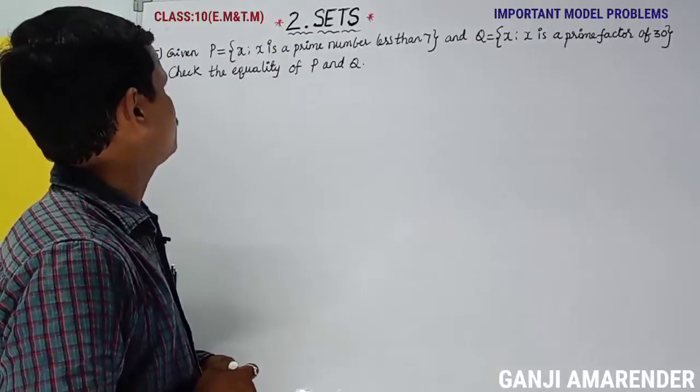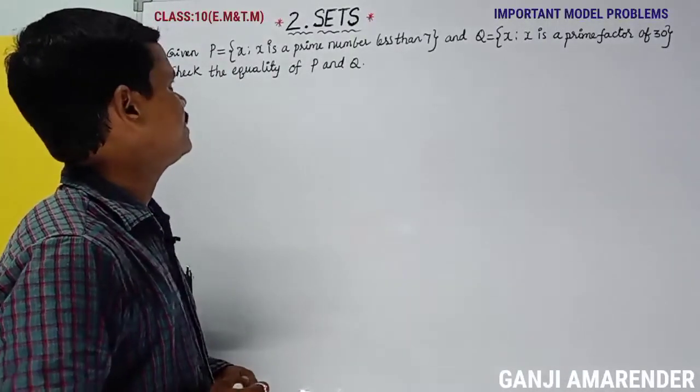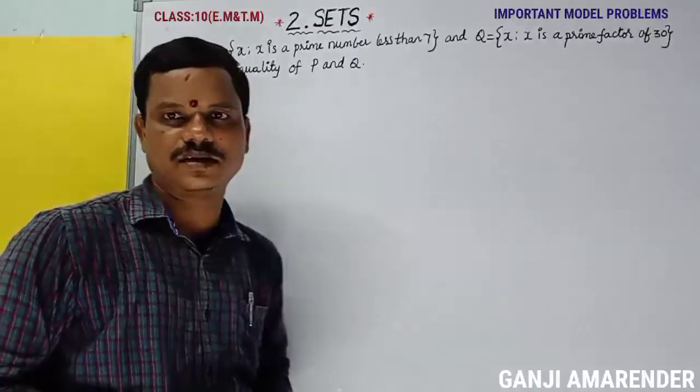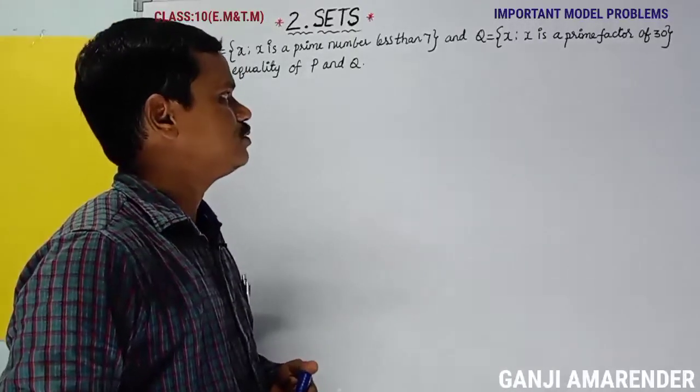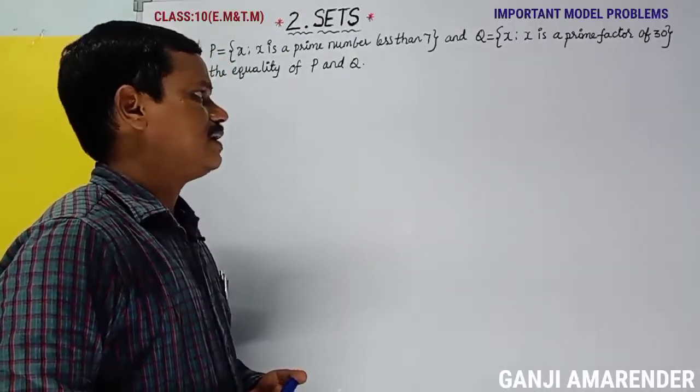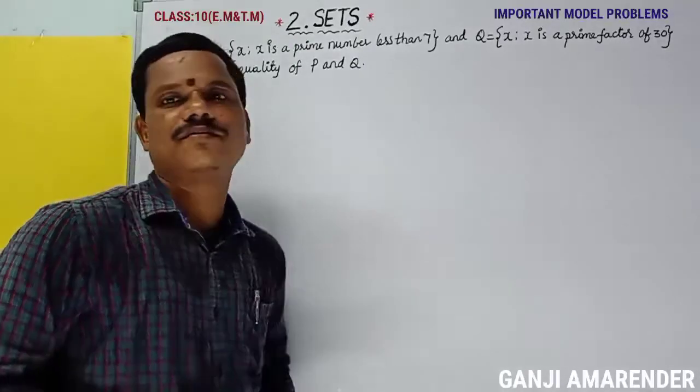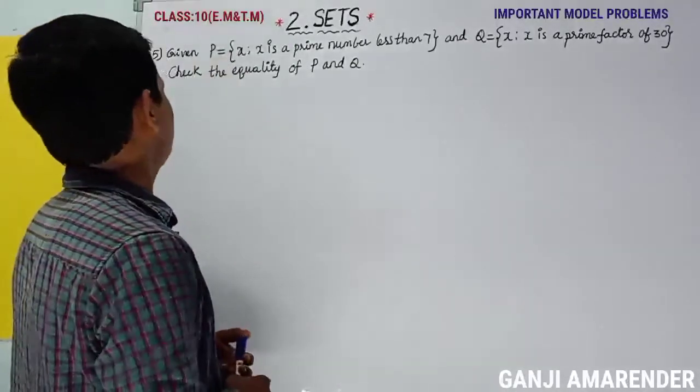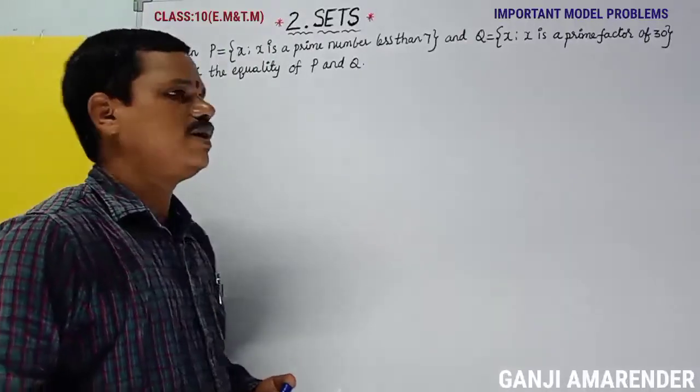Given set P is equal set of x such that x is a prime number less than 7 and set Q is equal set of x such that x is a prime factor of 30. Check the equality of P and Q.